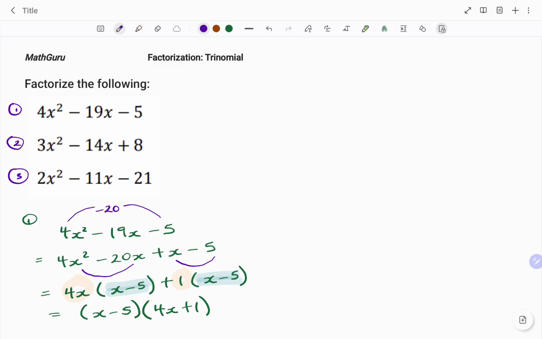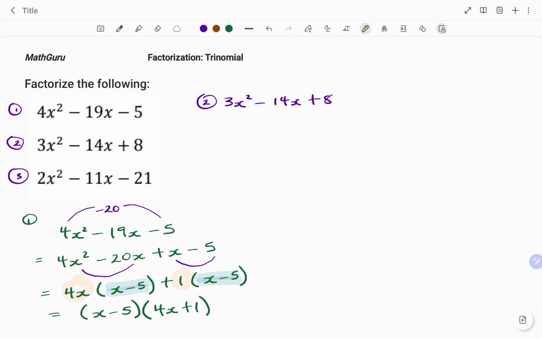In the second example, I'm going to write it there: 3x squared minus 14x plus 8. Like I explained earlier, the first check when factorizing is to see if I have a common term or a common factor that is common to all the terms given. I have 3, 14, and 8. No factor is common.